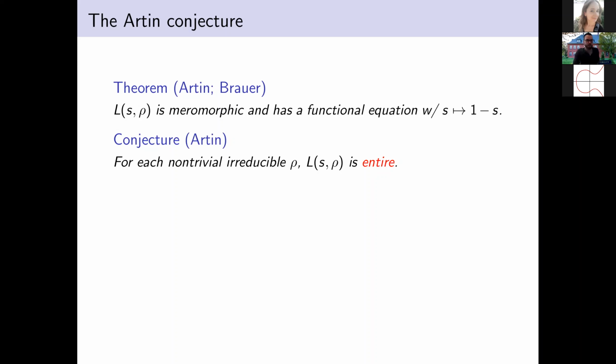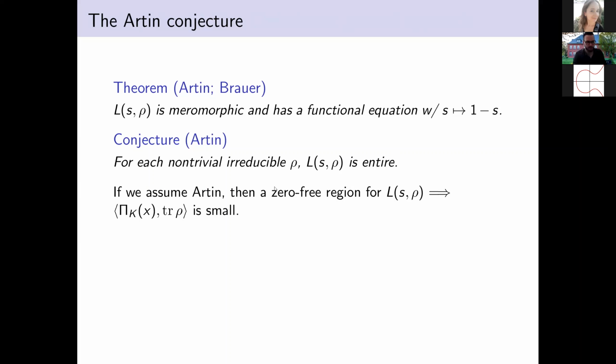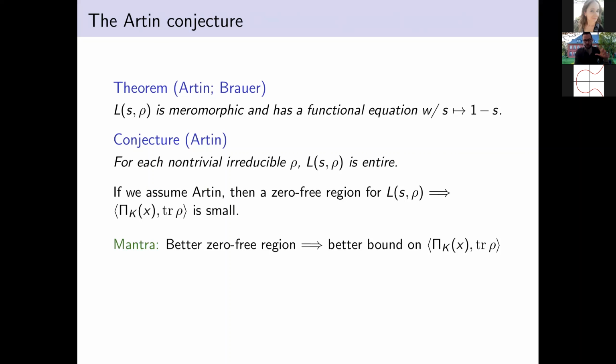We don't know that. But if we assume the Artin conjecture for a second, then if we go to Iwaniec and Kowalski and use that axiomatic framework, I would be able to say we have a zero-free region for this L function. Then the explicit formula kicks in. That will tell us that this inner product is small, and that is what we need to get Chebotarev. The mantra you want to have in mind is that a better zero-free region gives you a better bound on this inner product. You get a better effective Chebotarev density theorem.